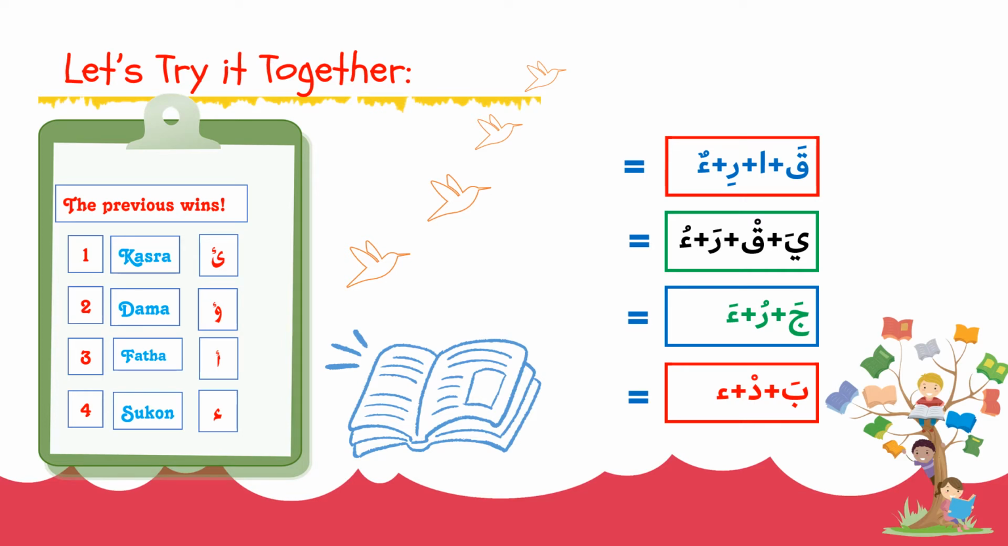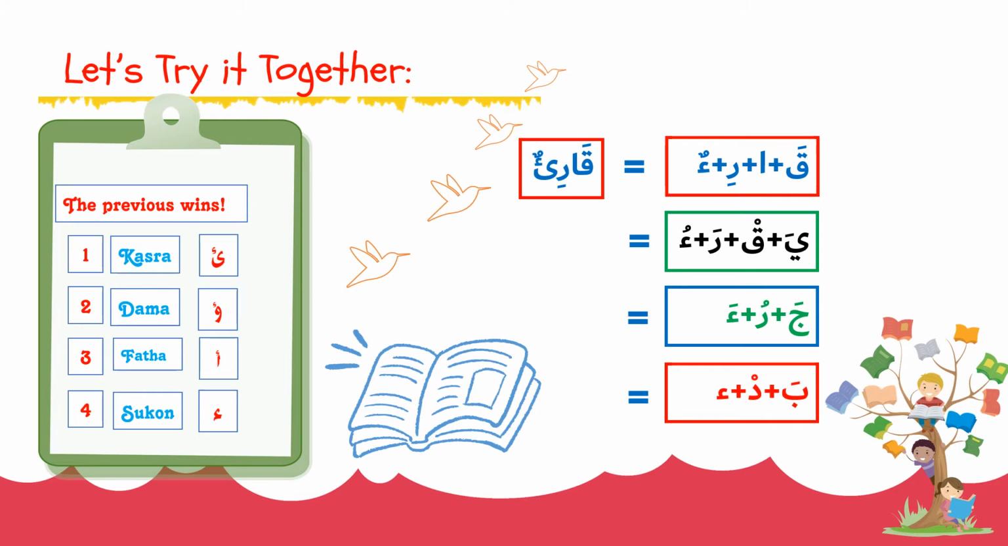So what's your opinion, shall we try the first example here? Can you do it yourself? Look here, before Hamza we have kasra. The letter before Hamza, ra, has kasra. So how can we write the letter Hamza? Can you do it? It's easy and simple. Just try. Okay, it will be like that. Very nice.